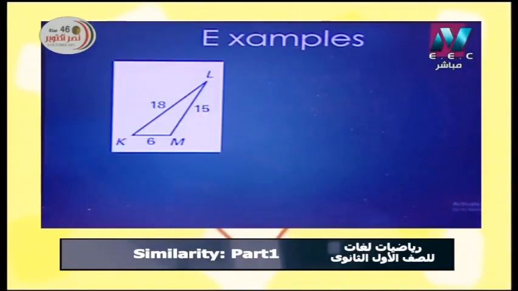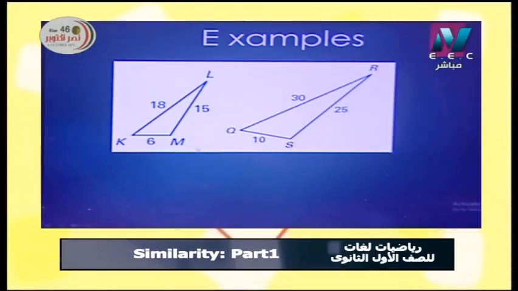Let's move to the second example. We have a triangle LKM. LK equals 18, the length equal 18 centimeters, LM 15, and KM 6. We have a second one, RQ equals 30, RS equals 25, and QS equals 10 centimeters. We have to verify if they are similar or not.